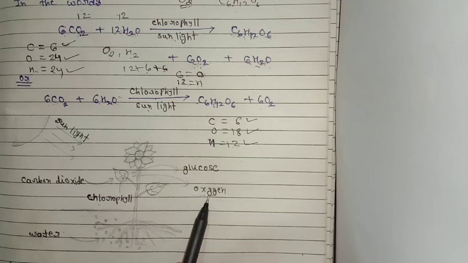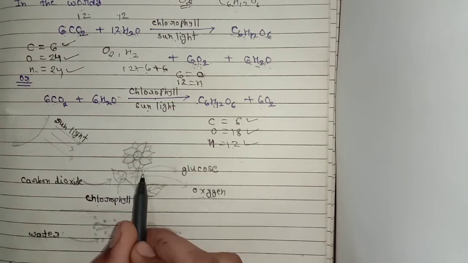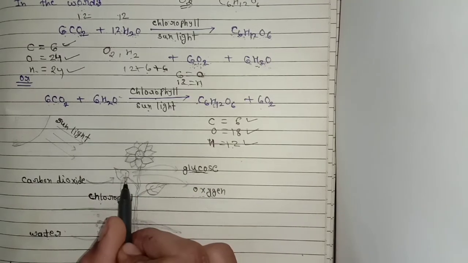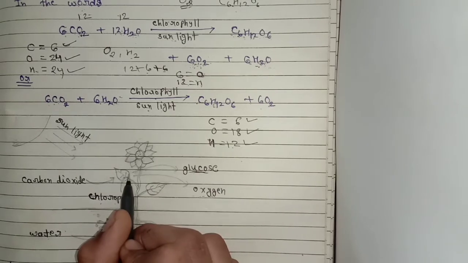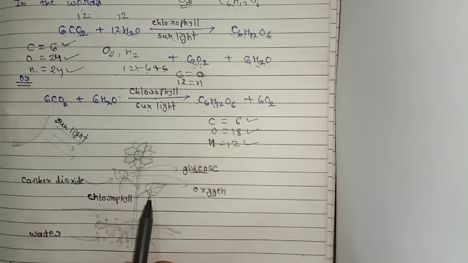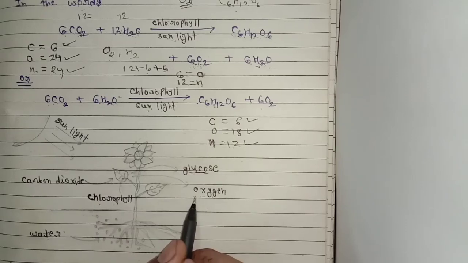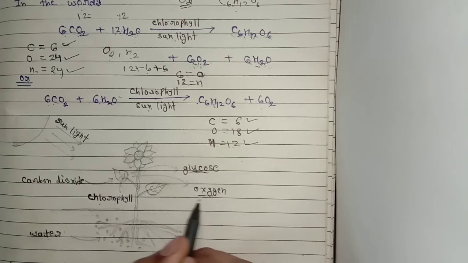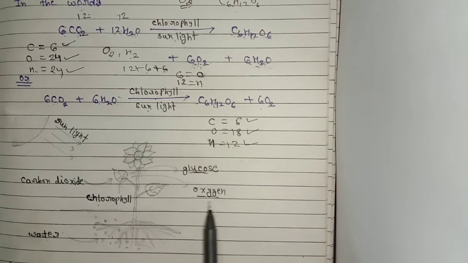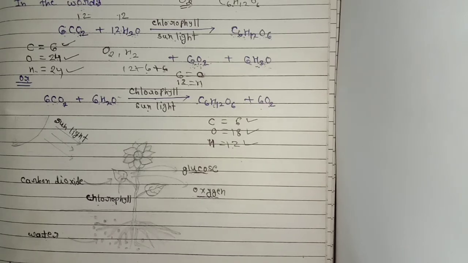After the process of photosynthesis goes on, glucose is produced and oxygen gas is released. Remember, do not get confused: the glucose does not go out of the trees and plants. Glucose is just contained in the trees and plants. What goes out of the trees and plants is the oxygen gas. So remember that.